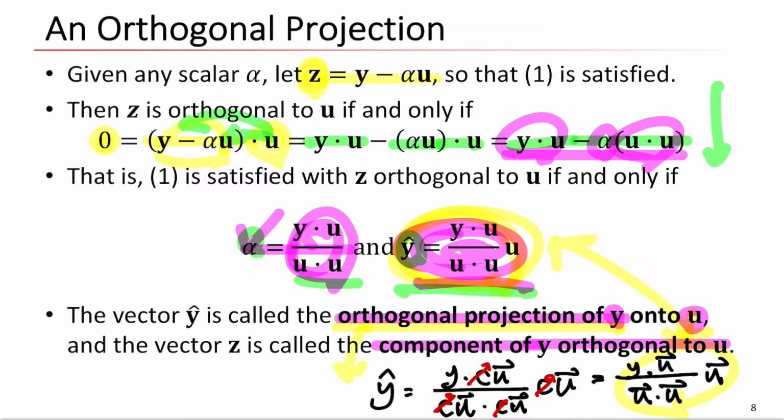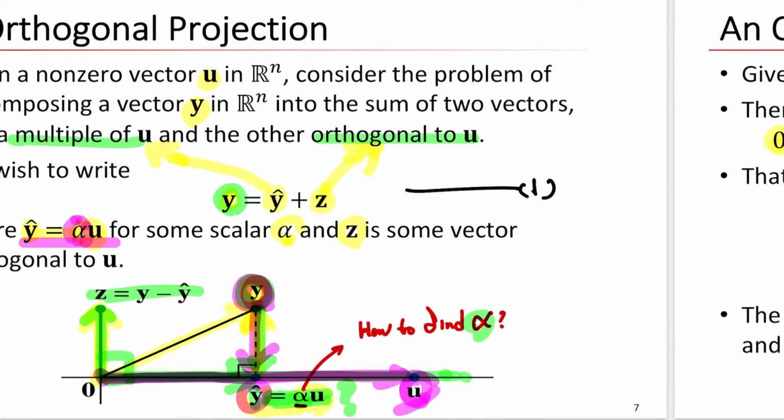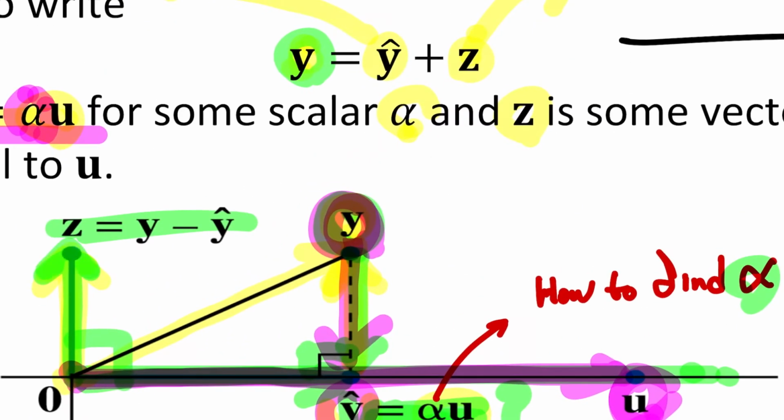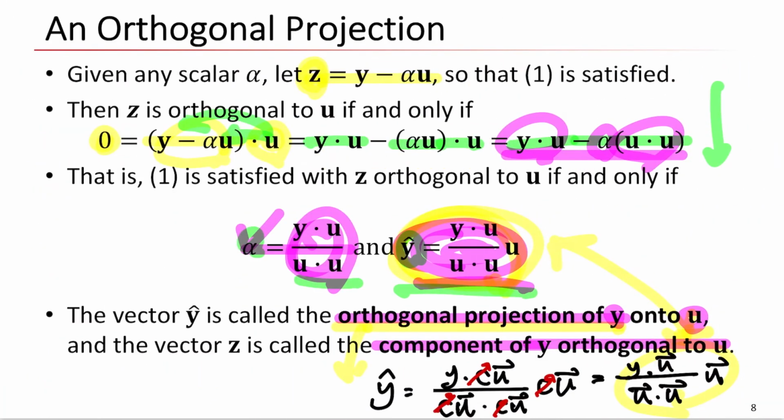So vector y hat is called the orthogonal projection of y onto u, and this vector z here, y minus y hat, is called the component of y orthogonal to u. Okay. So this is the concept of the orthogonal projection.